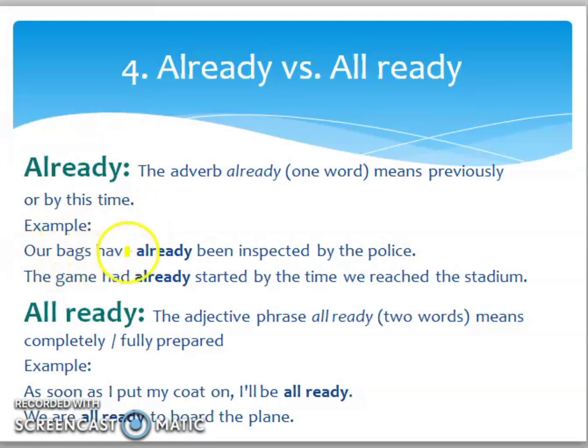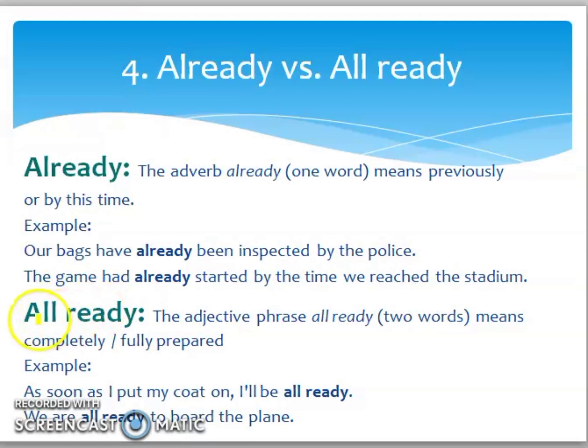Our bags have already been inspected by the police. Already means done with. Right. The game had already started by the time we reached the stadium. Means that when we reached the stadium, the game had already started. Okay, by the time we reached the stadium, the game had already started.